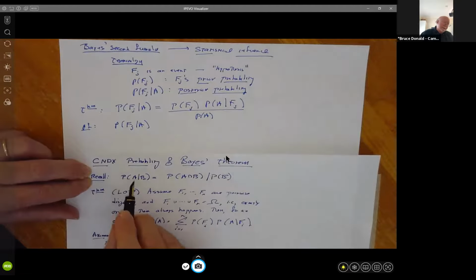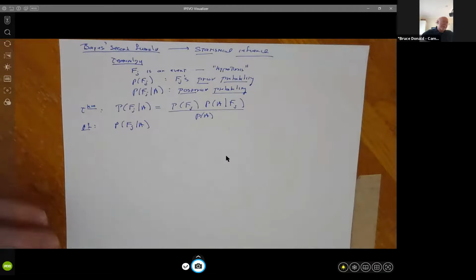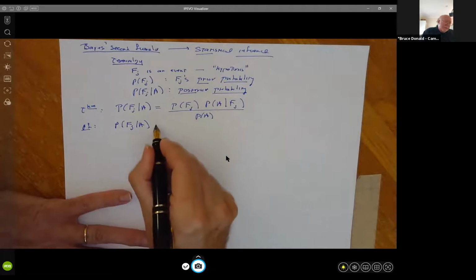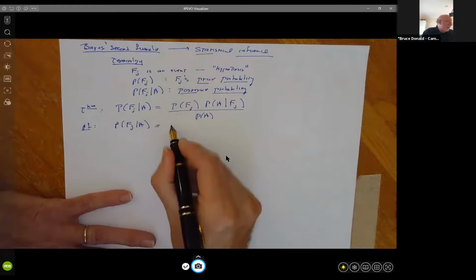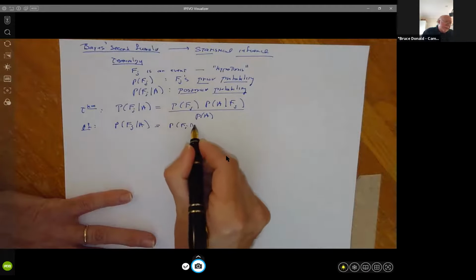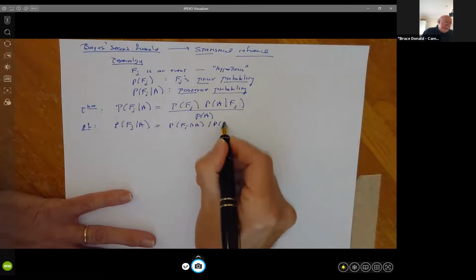I basically want to just write it down like this. So I want to go back to the language of set theory. Let me just write this down. I'm going to do this in really two different ways. So I'll write this down, and this is just by definition. This is the probability of Fj intersect A divided by the probability of A.